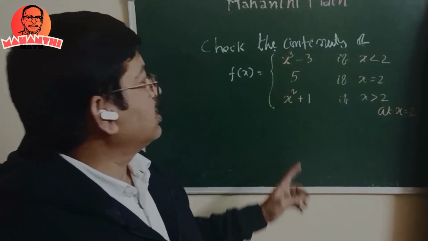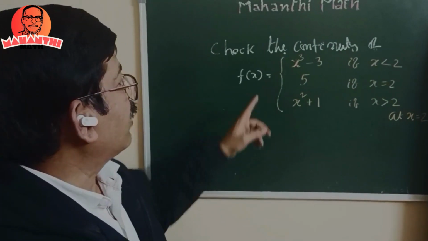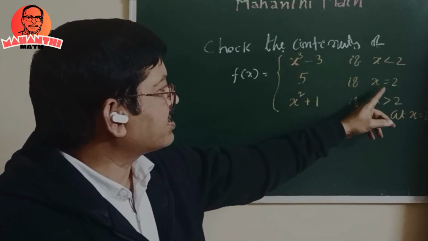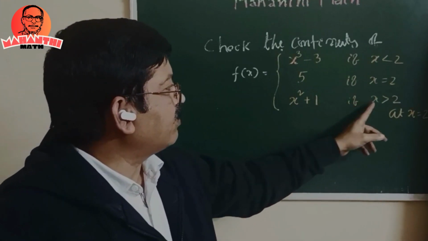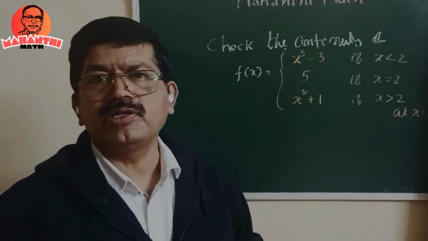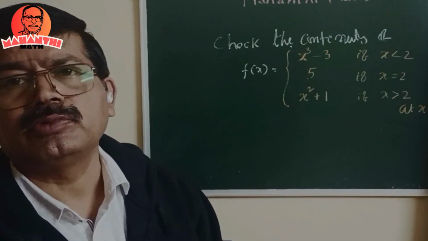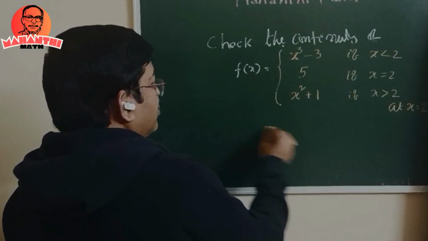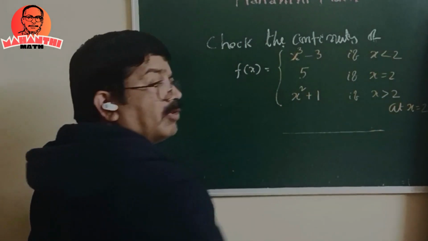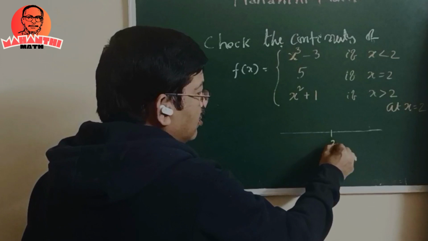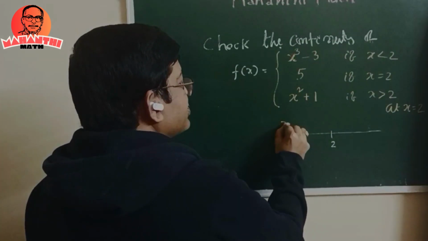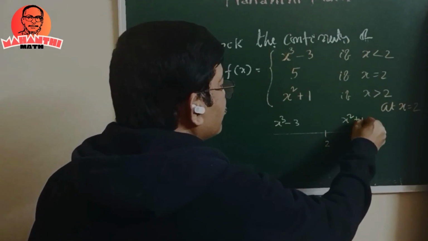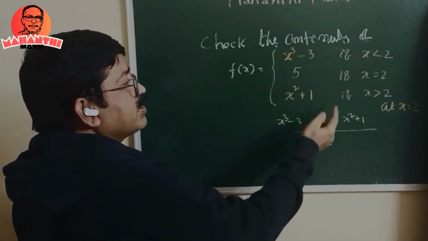Now you see in the third example, f of x equal to x cube minus 3 if x less than 2, 5 if x equal to 2, x square plus 1 if x greater than 2. We have to check the continuity of this function at x equal to 2. Procedure is the same. We have to see the result. So, draw a number line. What is the breaking point here? Yes, 2. Left side x cube minus 3. Right side x square plus 1, and at 2 the value is 5. That is f of 2.